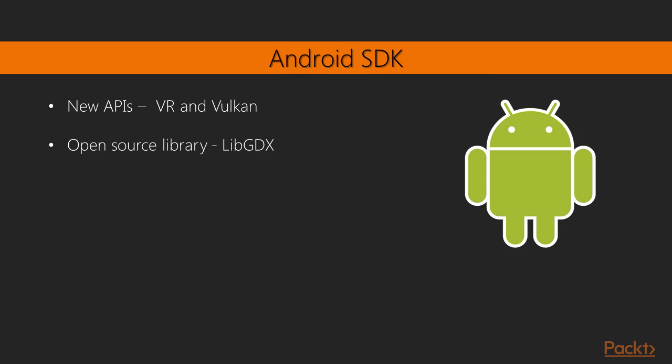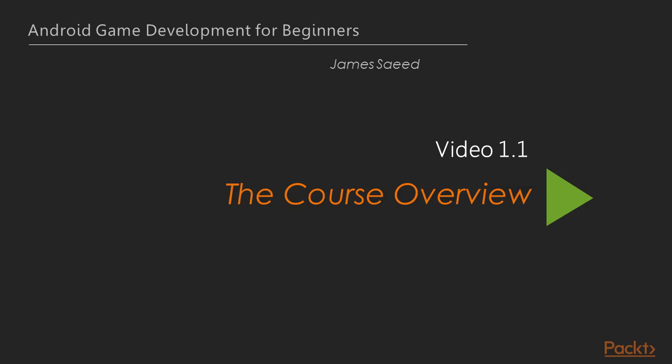The Android SDK is extremely powerful with creating games, despite what people may think, especially with new APIs introduced in Android N, such as VR and Vulkan. We'll also be using libgdx, which is an open source cross-platform game development library that supports Android. It makes game development a lot easier and includes a slew of extra features. In this course, we will be going through both libraries to make a simple game.